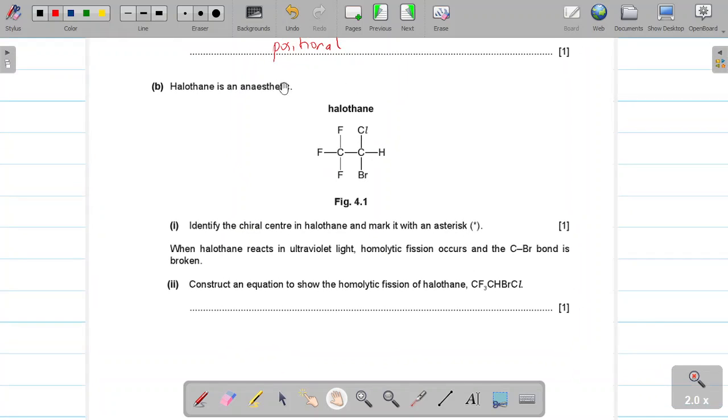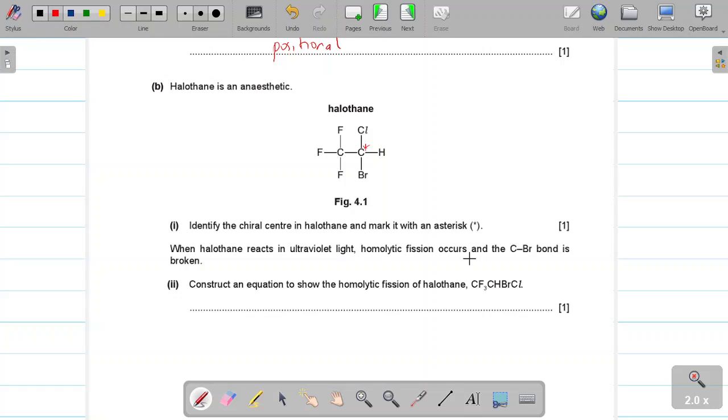Halothane is an anesthetic. Identify the chiral center in halothane and mark it with an asterisk. So the chiral center is a carbon atom with 4 different groups attached. And this should be obvious that it is this carbon here. We have chlorine as one group, bromine as the other group, hydrogen as the other group, and this CF3 as the other group.